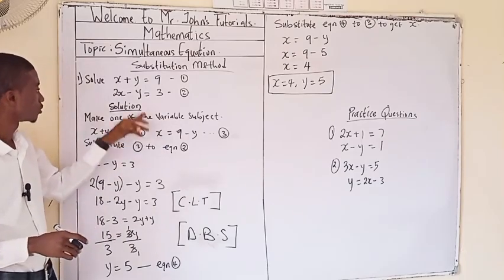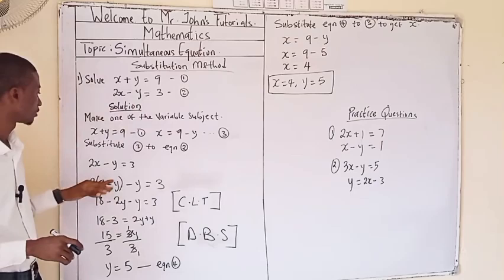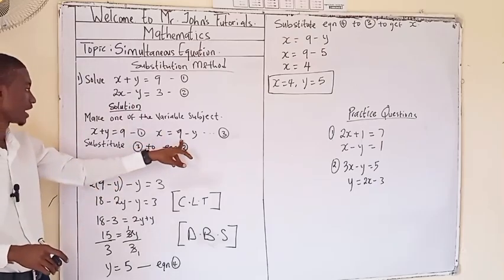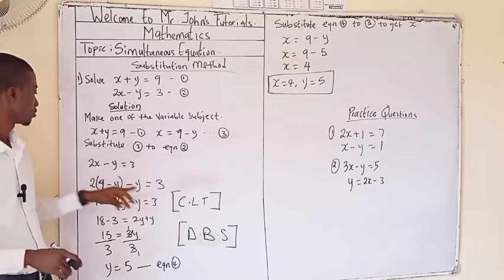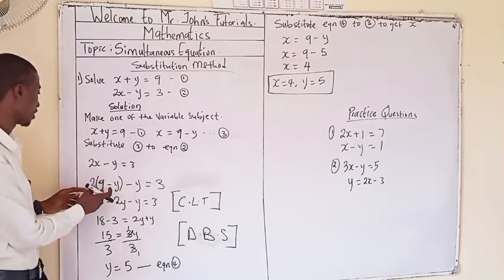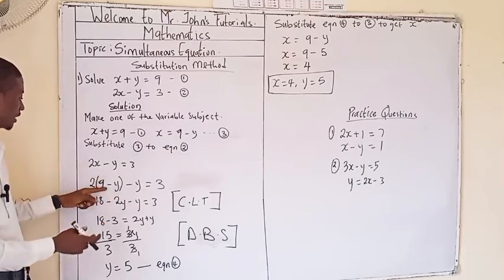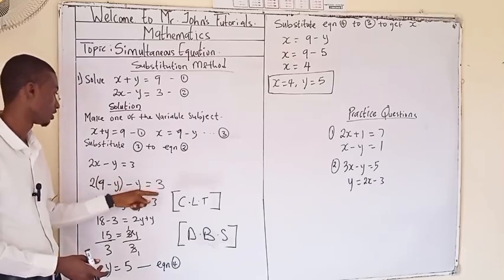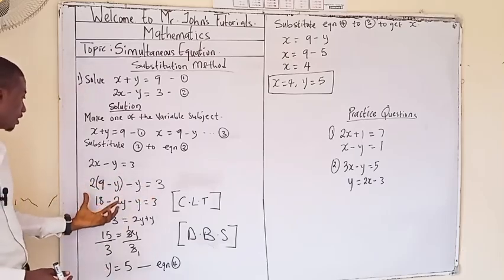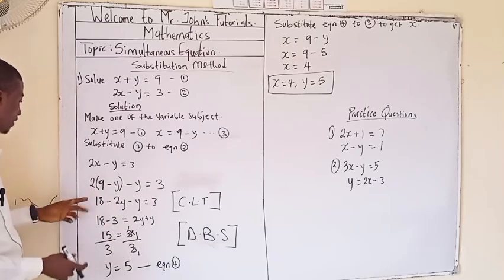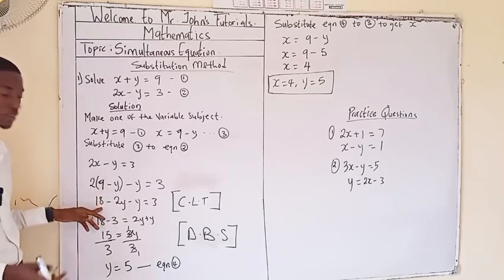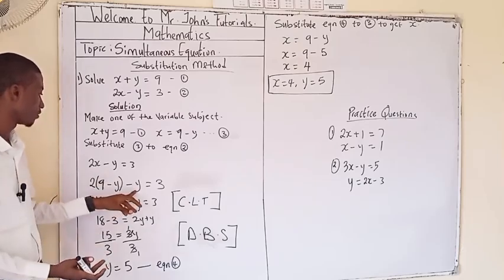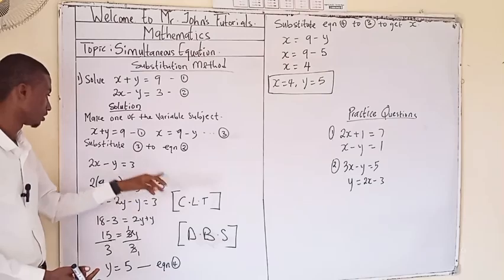So we substitute it back to equation 2, and in doing that, anywhere we find x, we put 9 minus y. So substituting 9 minus y here, we are going to have 2 open brackets 9 minus y close brackets equal to 3. So the next thing we are going to do here is expand. 2 times 9 gives us 18, 2 times y gives us minus 2y, and then we have our minus y to be equal to 3.